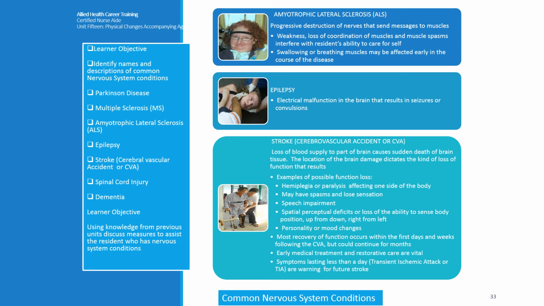You may have personality or mood changes. You may see people that were as sweet as could be before they had a stroke, and now they're angry all the time. They yell at you, they cuss at you. Well, there's a part of their brain that's been damaged. That may not be because of that person's personality. It may be damage as a result of the stroke.